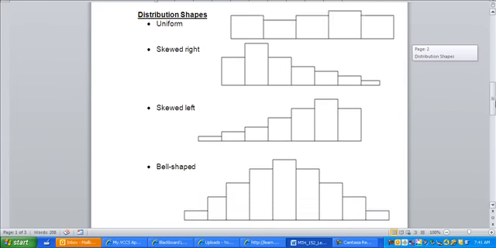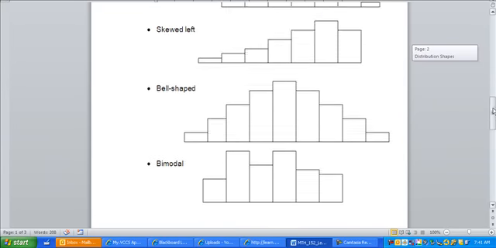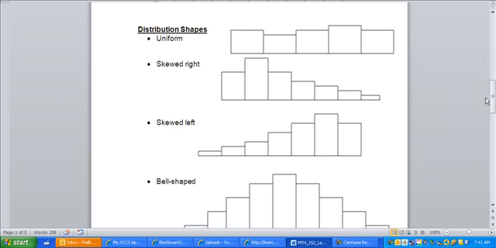Now I also want to mention the distribution shapes because these begin to crop up in our exercises. A uniform distribution is where the bars on our histogram are basically at the same height. They may vary slightly, but basically they're at the same height. That's a uniform distribution. If we have a heavier piece to the left and it gets skinnier and skinnier as you move to the right, it's called skewed right.